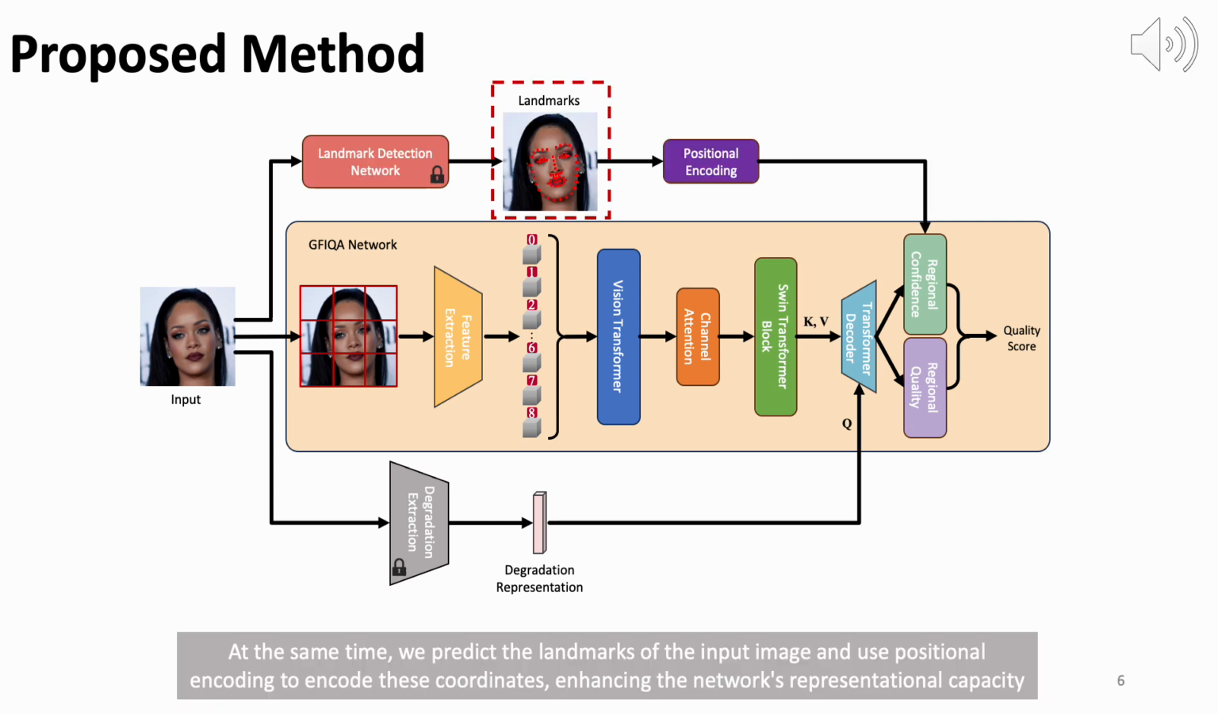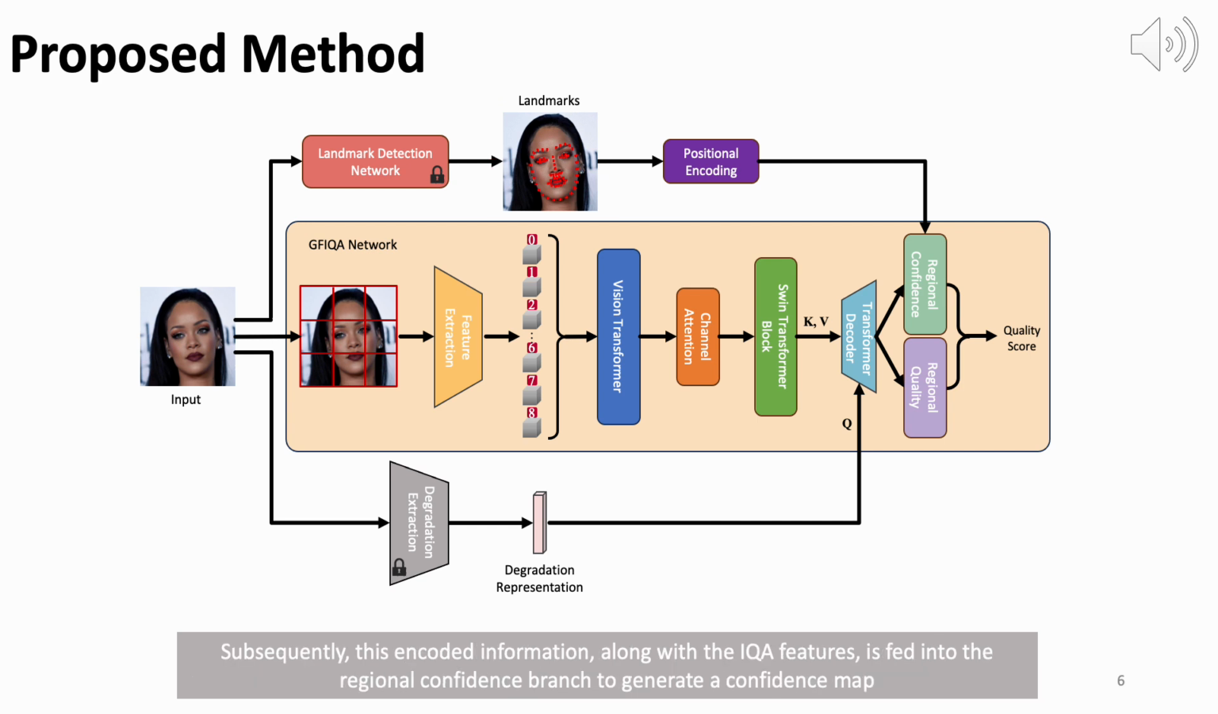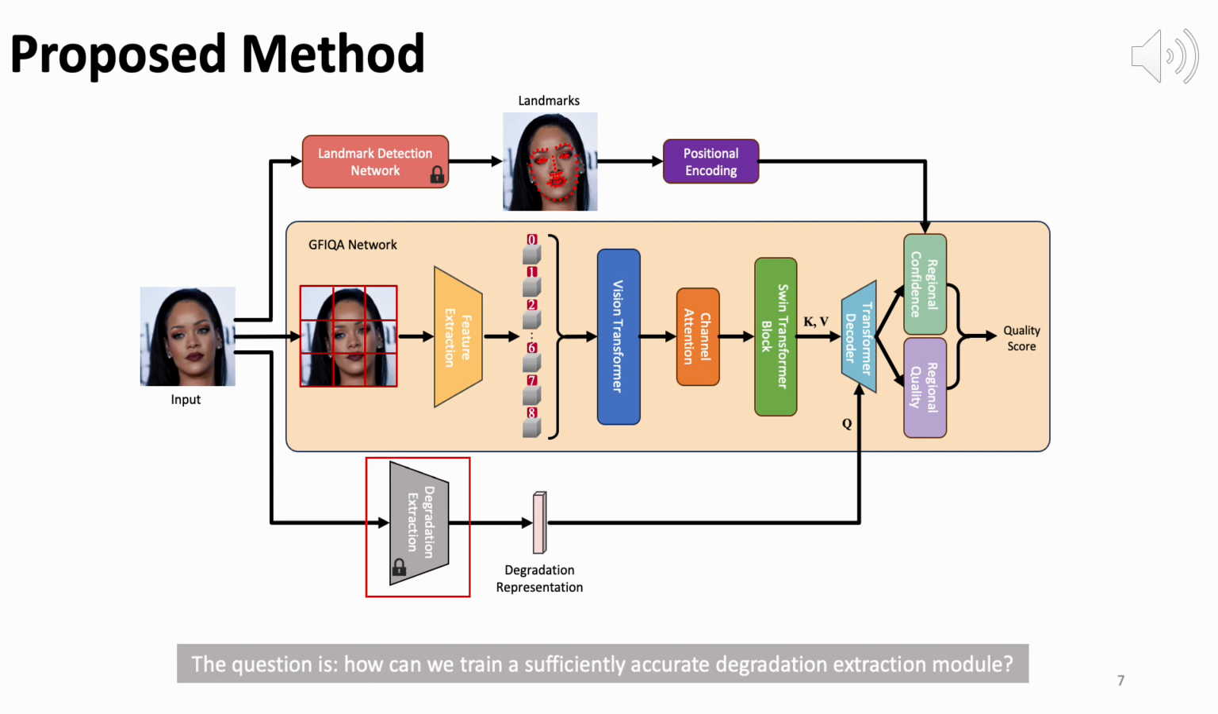At the same time, we predict the landmarks of the input image and use positional encoding to encode these coordinates, enhancing the network's representational capacity. Subsequently, this encoded information, along with the IQA features, is fed into the regional confidence branch to generate a confidence map. The question is, how can we train a sufficiently accurate degradation extraction module?